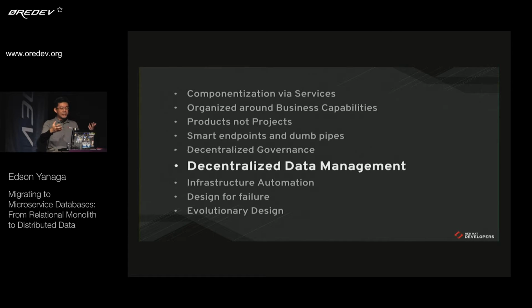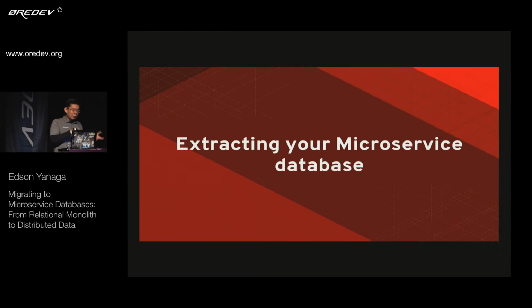I won't be able to discuss today why you should be doing that, but I assure you that this is a very, very important thing in any microservice architecture. So the question comes to, well, if each microservice must own its own database and I'm starting from a monolith, how do I extract my microservice database?